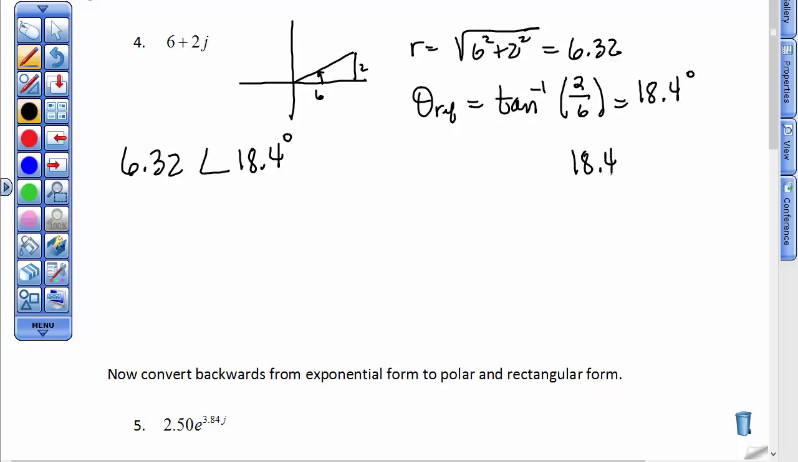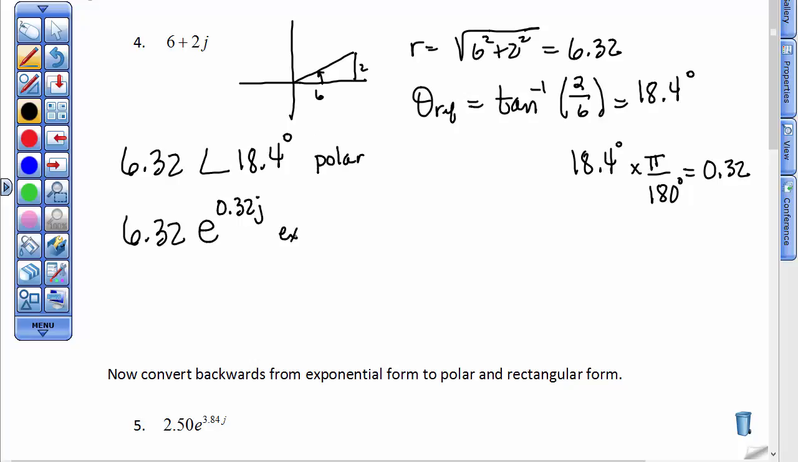Next, you take your 18.4 degrees and you multiply it by pi over 180. I think it's 57 degrees is 1 radian, so 18 degrees is going to be a decimal less than 1 radian. And so in exponential form, I'll have 6.32 e to the 0.32 j. Again, remember this is polar and this is exponential form, and you are just learning the language so we can use it in the next section. We're going to go backwards in the next few problems, but I'm going to come back with a new segment to do that.